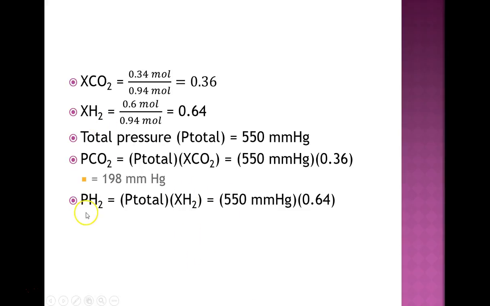Partial pressure of hydrogen is going to be the total pressure of the gas times hydrogen's mole fraction. So 550 millimeters mercury times 0.64 will give us the partial pressure of hydrogen, which is 352 millimeters mercury. Make sure these add up. That's a 0, that's a 5, and that's a 5. 550. So within this 550 millimeters mercury, carbon dioxide contributes 198 millimeters mercury, and hydrogen contributes 352 millimeters mercury.